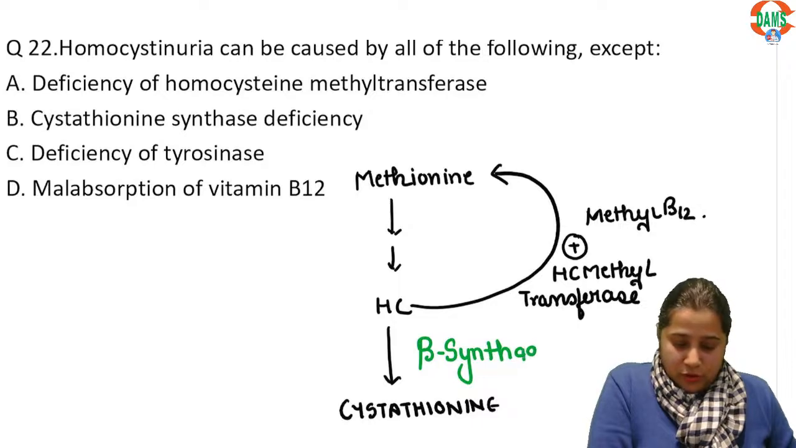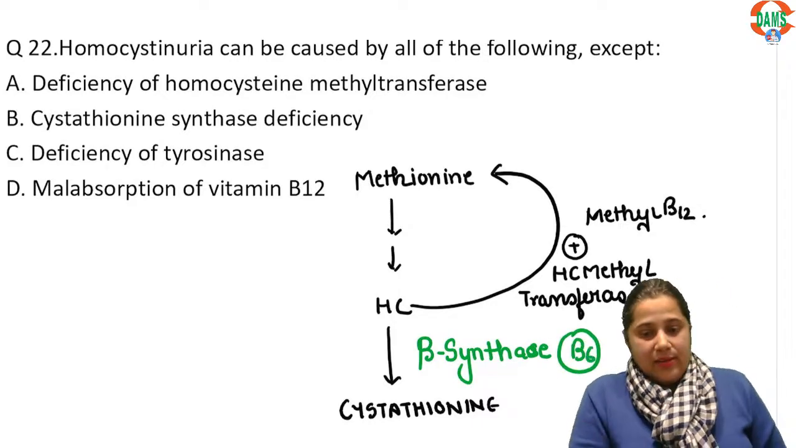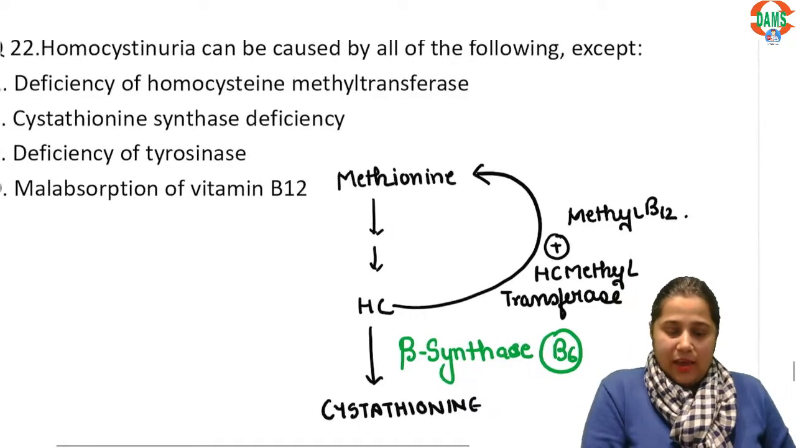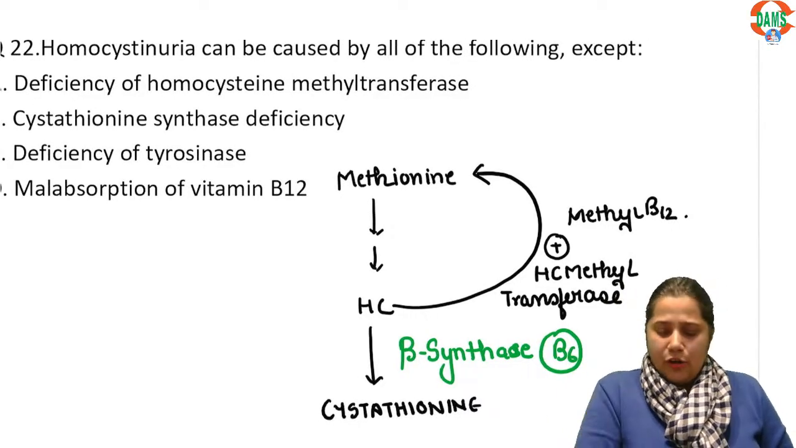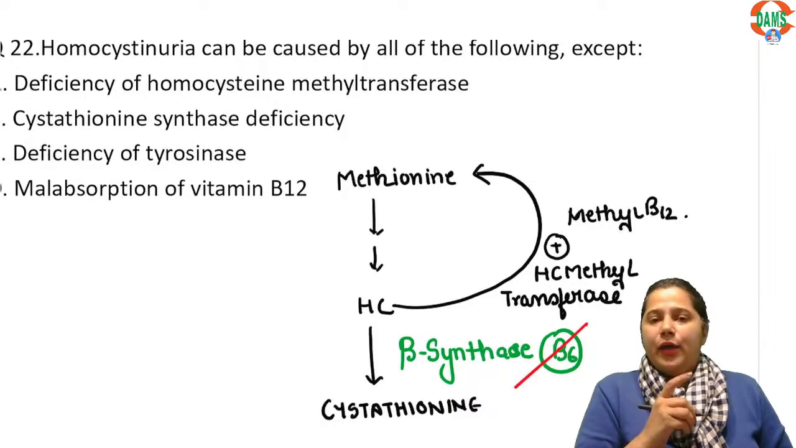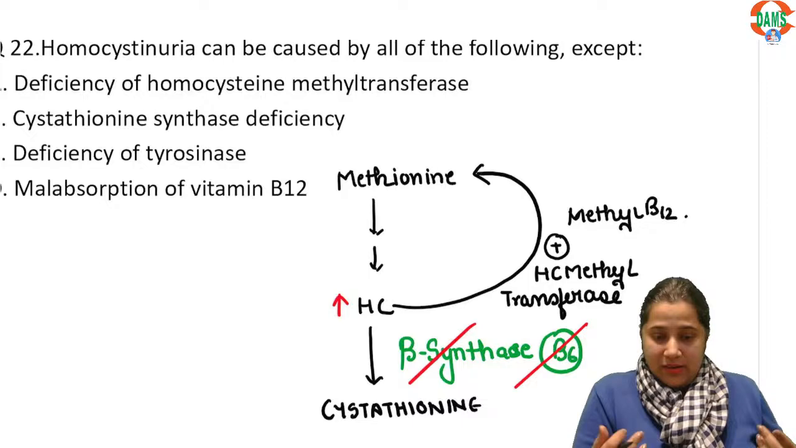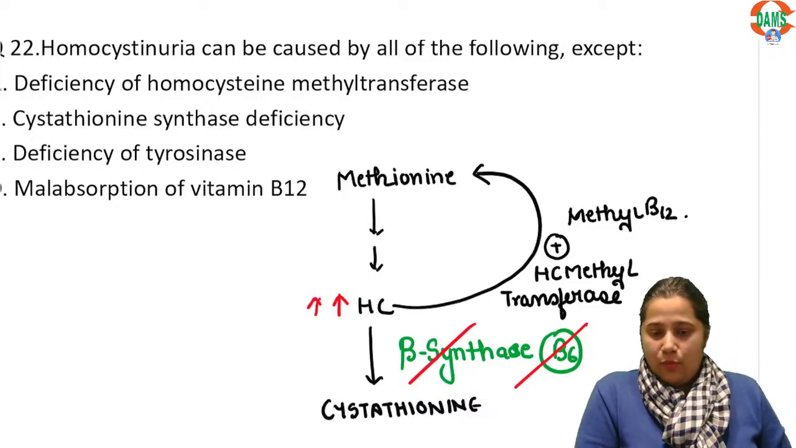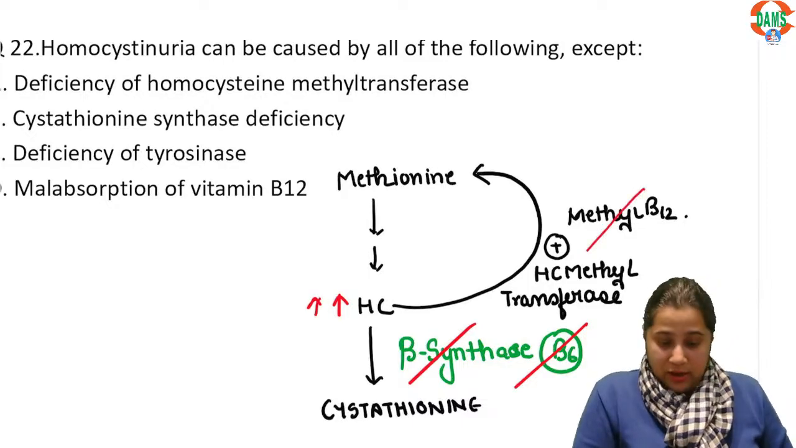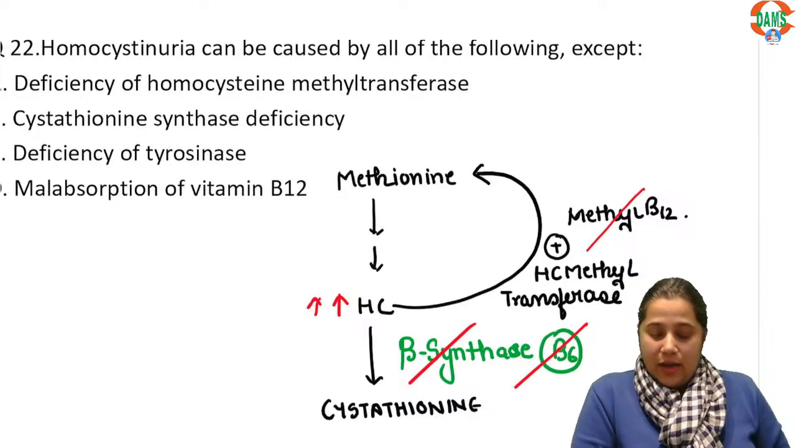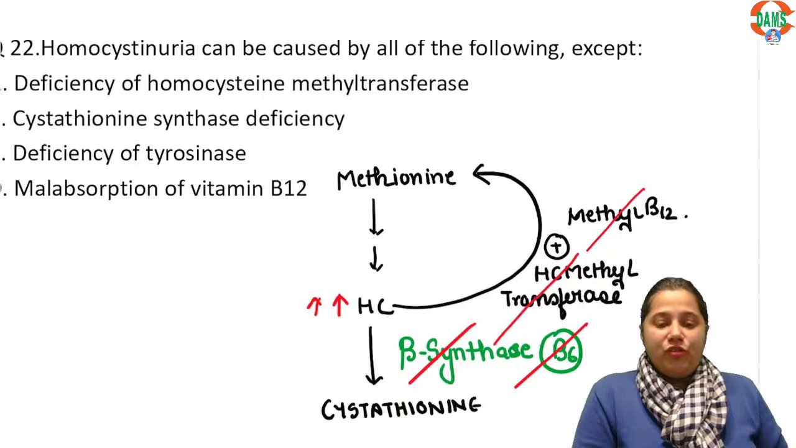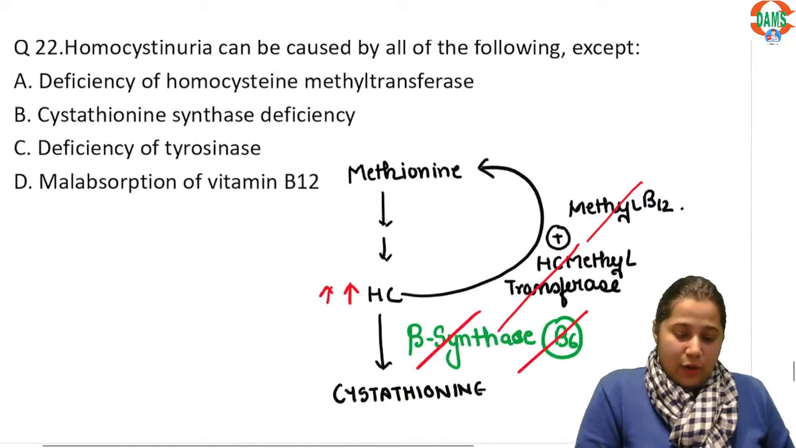Now please note that this enzyme requires vitamin B6. If we see this carefully, deficiency of B6 will result in high homocysteine. Deficiency of cystathionine beta synthase will result in high homocysteine. B12 deficiency will result in high homocysteine. Homocysteine methyltransferase deficiency will result in high homocysteine.